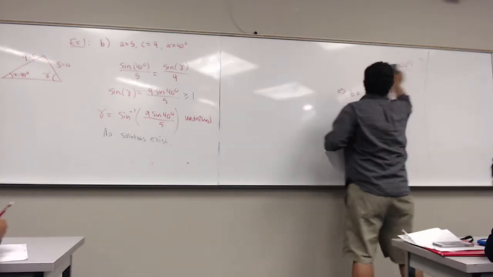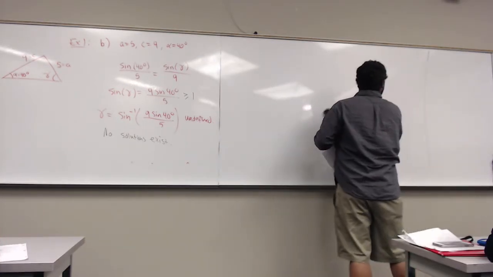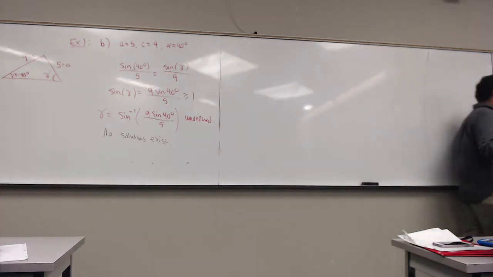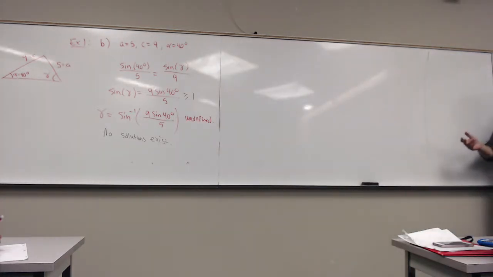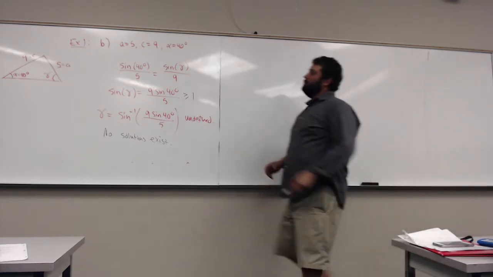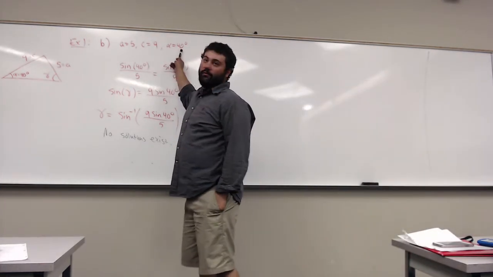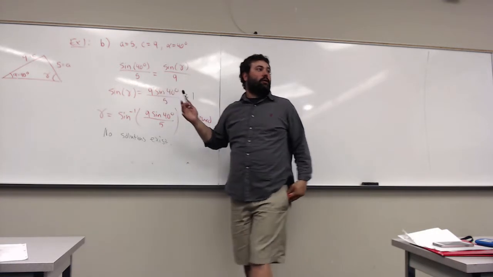Okay, so we tried to find gamma first. It didn't work because we got a domain error in the calculator, so there are no triangles where A is 5, C is 9, and alpha is 40 degrees. You just can't build one at all.